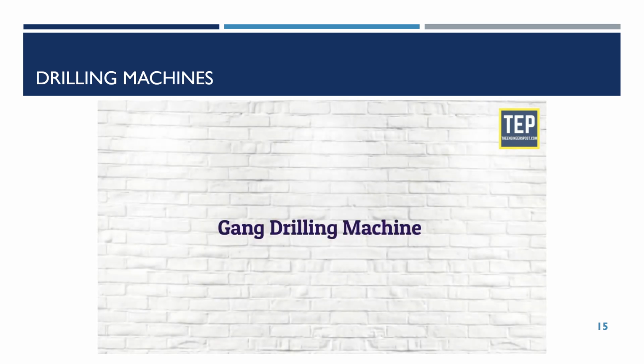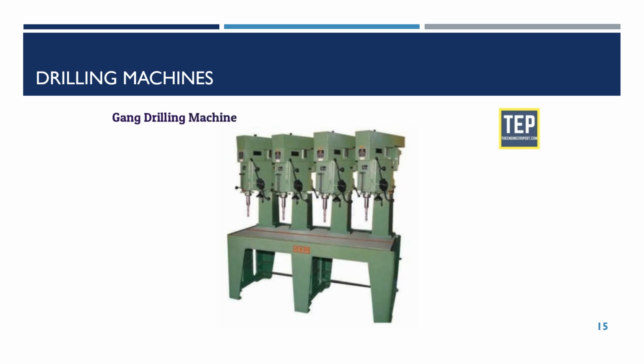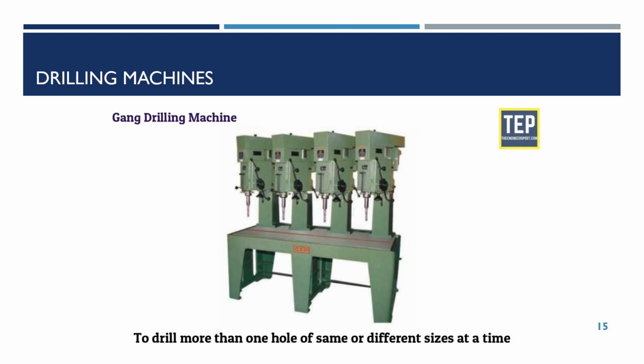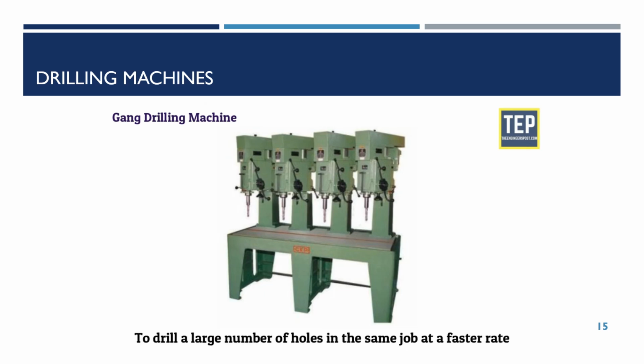Gang drilling machine. This machine consists of a number of drill heads placed side by side to drill more than one hole of the same or different sizes at a time on the same or different jobs. The space between drill spindles is varied to suit the gap between the holes. This type of machine tool is used to drill a large number of holes in the same job at a faster rate.